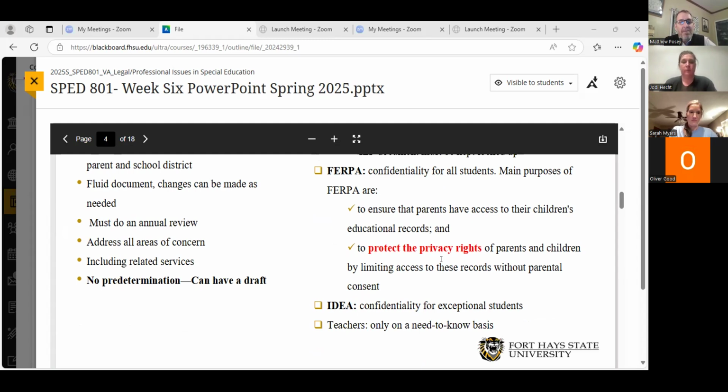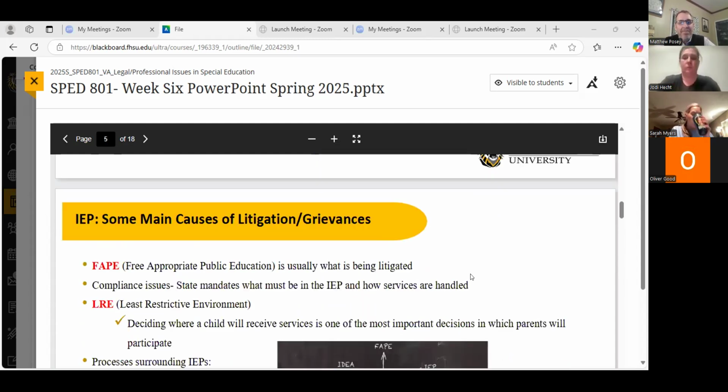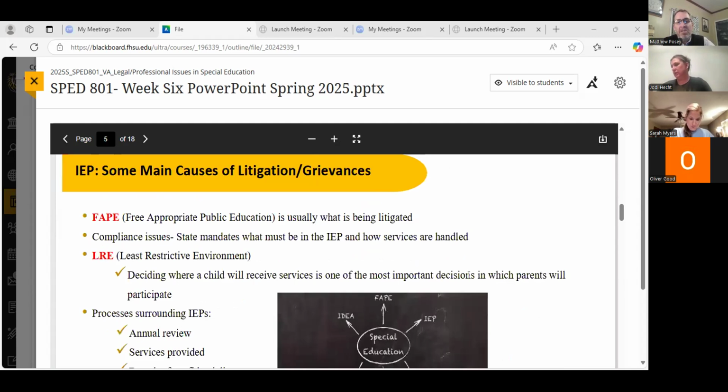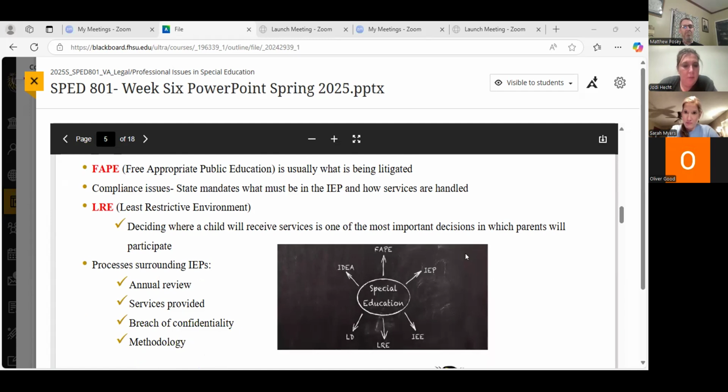All right, so that's something to think about. Some main causes of litigation and grievances. FAPE is usually what is being litigated, free and appropriate public education. Compliance issues is another one. State mandates what must be in an IEP, how those services are handled. Least restrictive environment, that's always the goal, right? To place them in the least restrictive environment. It's one of the most important decisions. And also the amount of time they're going to be served, what services they're going to have. Then processes surrounding IEPs: annual review, services provided, breach of confidentiality, and methodology.